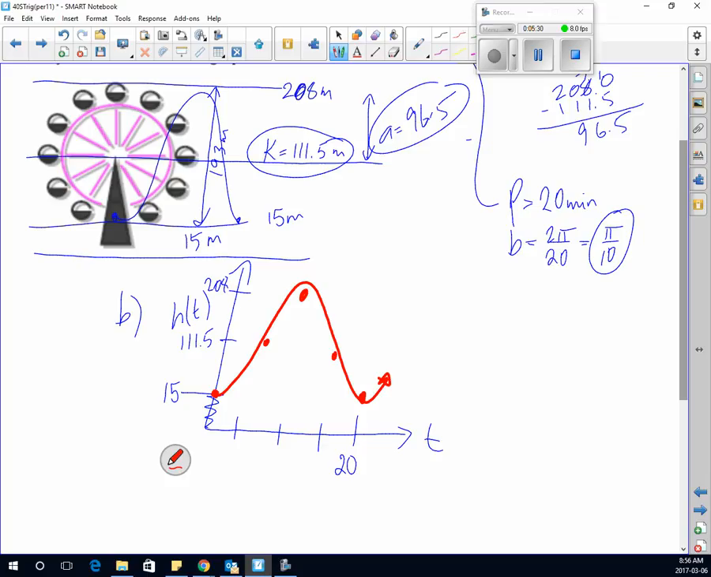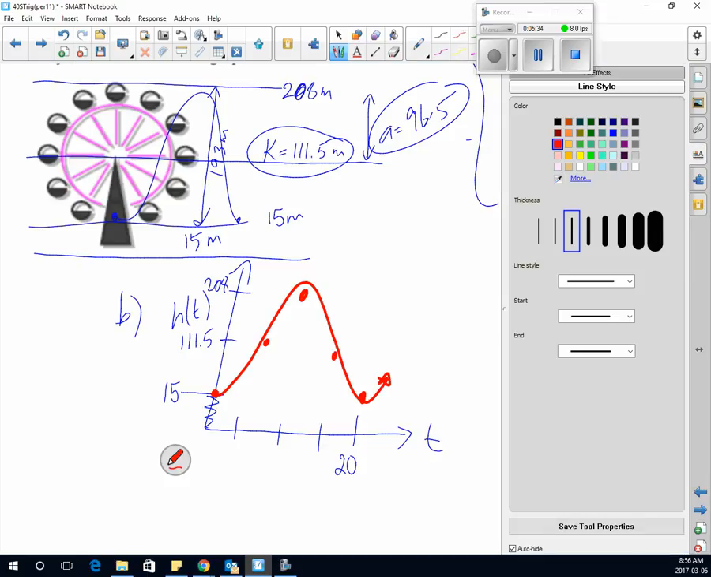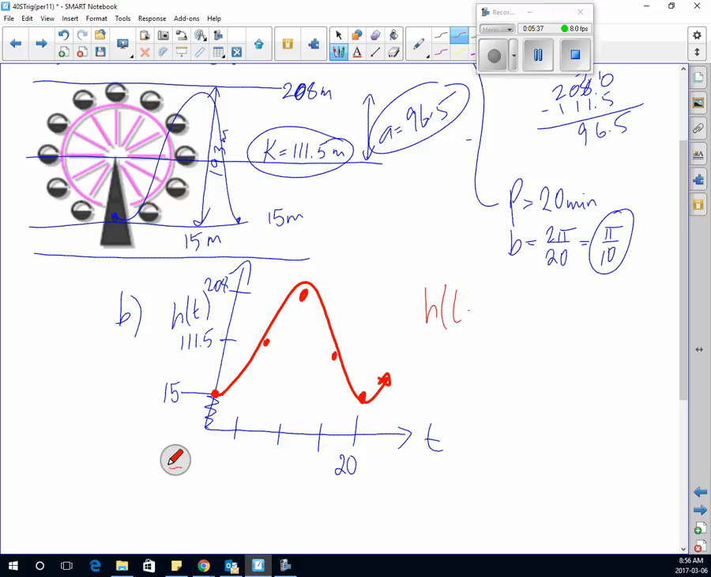Okay, so what's so nice about this cosine graph? It's just a reflection, right? There's no shift. You could say it's shifting over there, but why wouldn't you just pick this one and do a reflection, right? Okay, so it's going to be negative. What's the amplitude? 96.5 cos. My b is pi over 10 t.